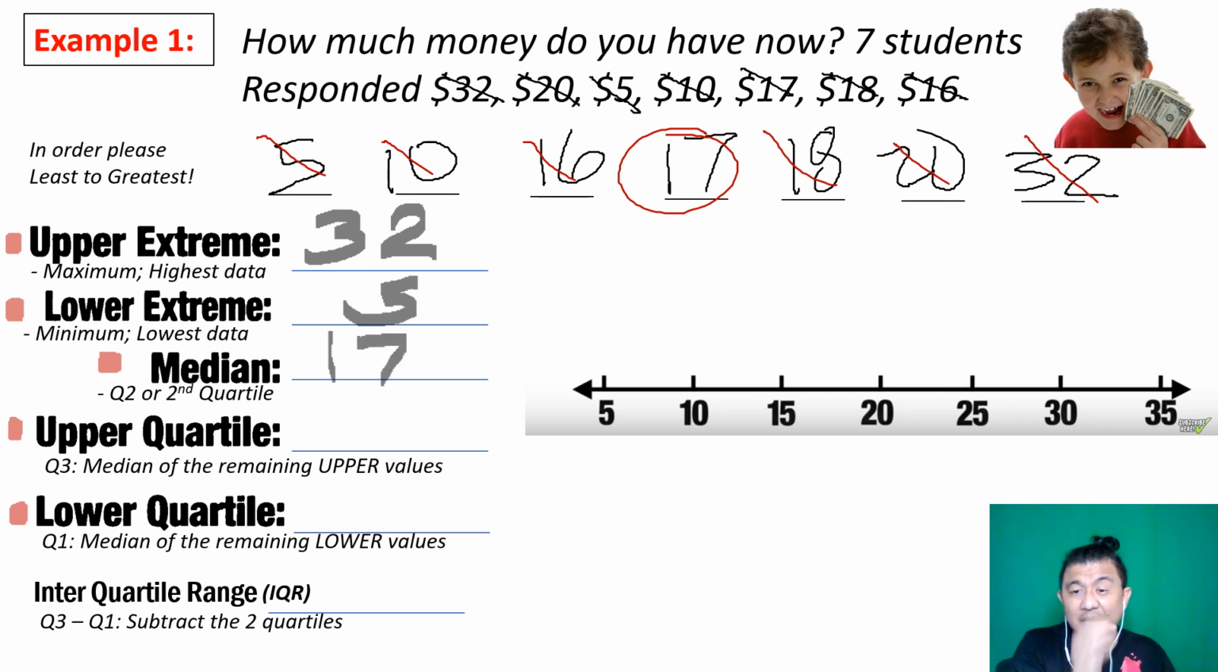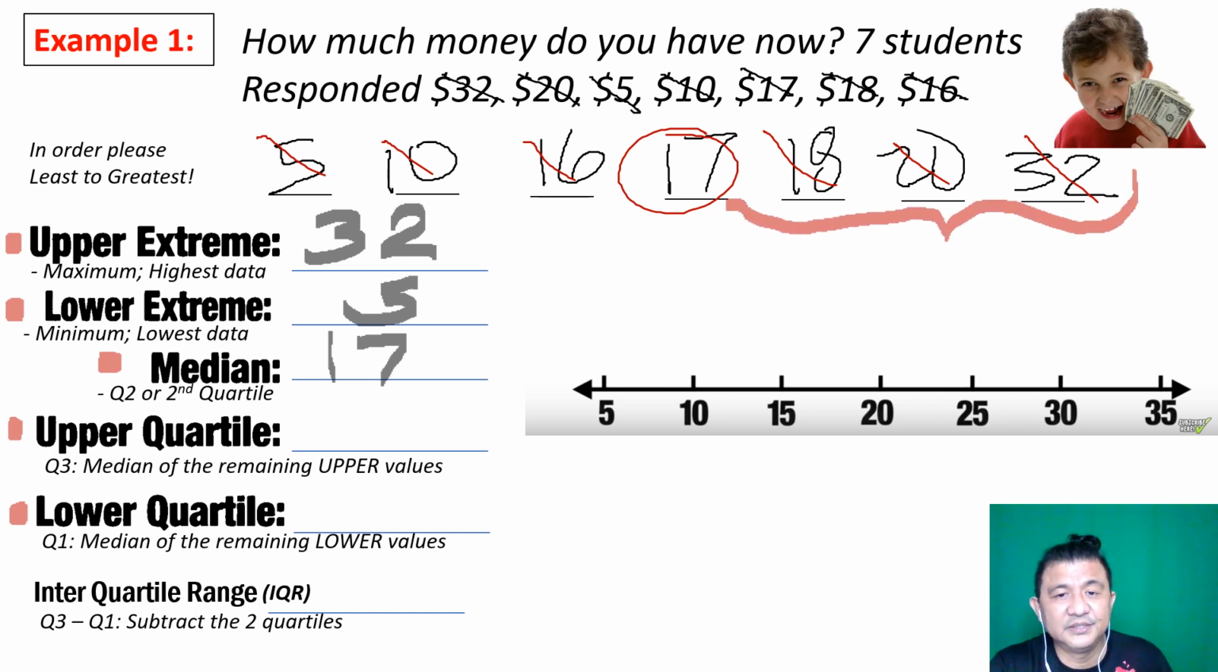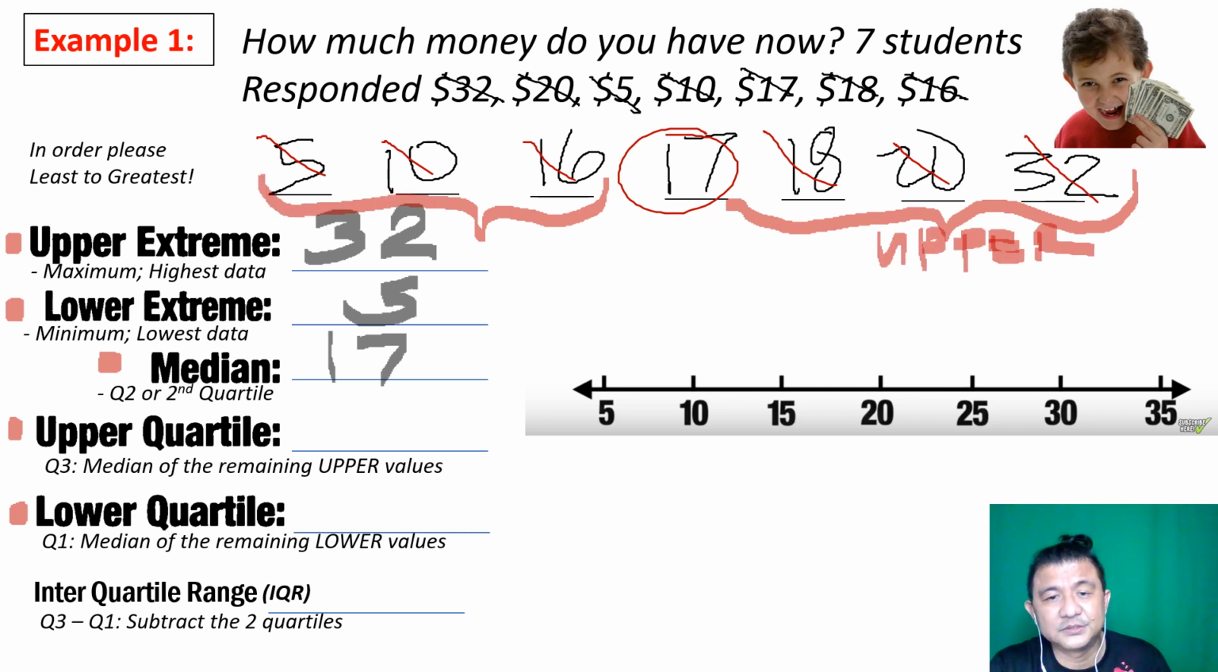All right. Now, the upper quartile is upper numbers go over here, right? The upper. Now, check this out. So 17 divides the numbers. It divides the numbers. So these are the numbers on the upper. These are the numbers on the lower. Remember, this is the upper. This is the lower.